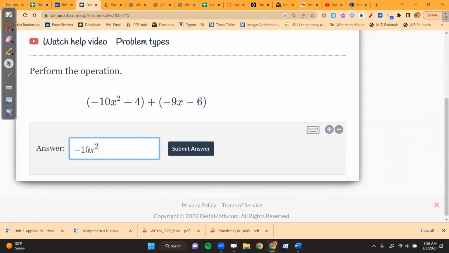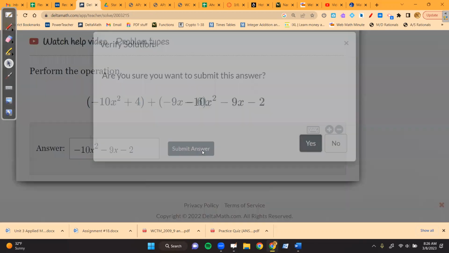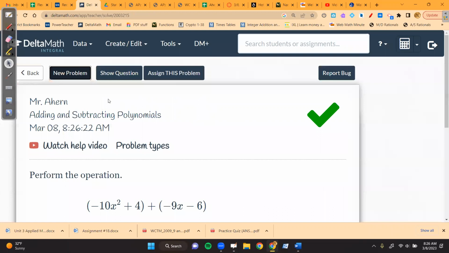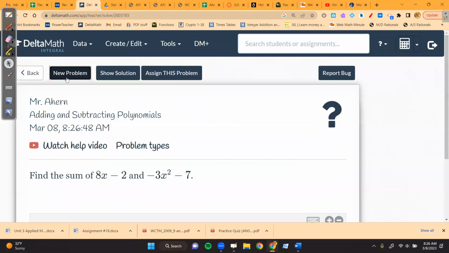What will my x term be? Minus 9x. And what will my constant be? Again, because it's plus, no respect necessary. You just combine like terms. Sometimes it'll say find the sum. You guys know from earlier that sum means plus.